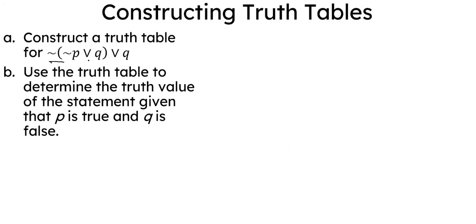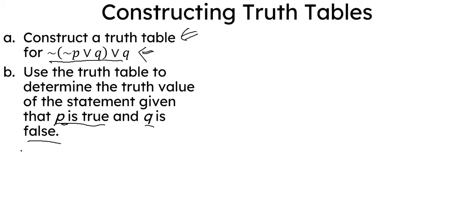So, for this one, we are asked to construct a truth table for this specific proposition, not P or Q. And then we're asked to use the truth table to determine the value of the given statement given that P is true and Q is false. So first, let's construct a truth table. The truth table needs to consider all possible truth values of the given statement.